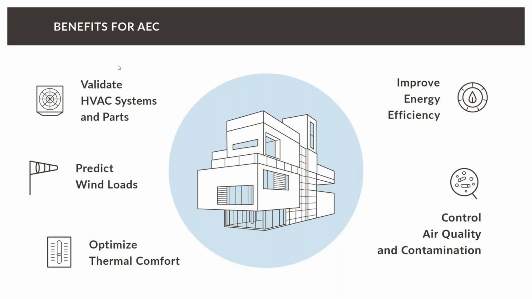First of all, it's used to validate HVAC systems and parts, and this is what we also want to do today. We are going to validate the airflow inside, for example, a ducting system or through a grill, and how it is interacting with the environment. Based on this, the first thing you can do is improve the energy efficiency of your building, because you can improve the energy efficiency of the HVAC equipment you're using, or you can choose the right HVAC equipment based on the results of your simulation.